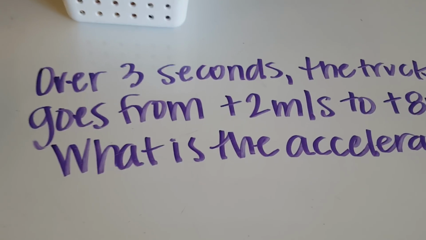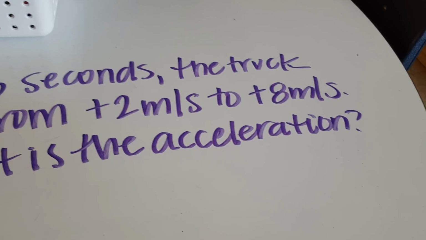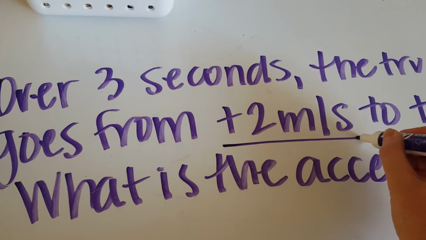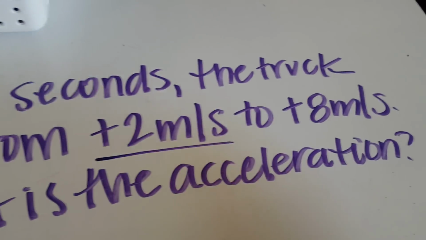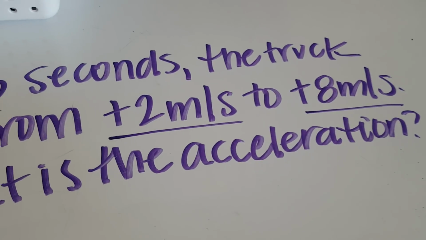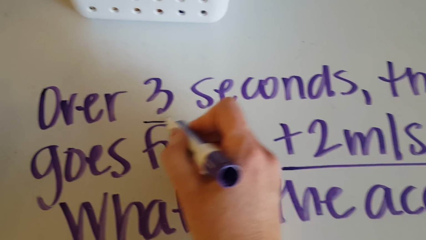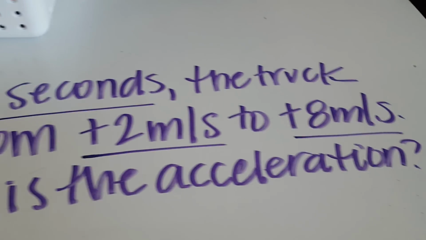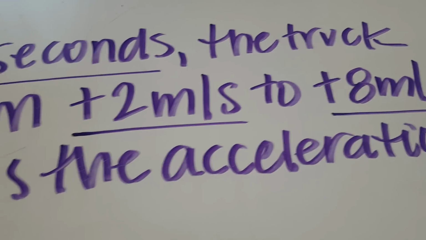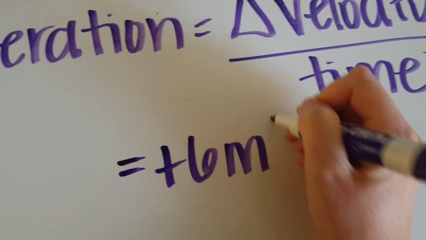Okay, so here's an example. Over 3 seconds, the truck goes from positive 2 meters per second to positive 8 meters per second. What is the acceleration? Well, here is my initial velocity, positive 2 meters per second. And here is my final velocity, positive 8 meters per second. And you'll notice that I indicated that they're both going in the positive direction. And this is over a time elapsed of 3 seconds. So my change in velocity would simply be positive 8 meters per second minus positive 2 meters per second. So that would give me a change in velocity of positive 6 meters per second.